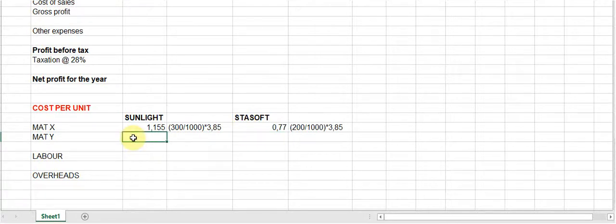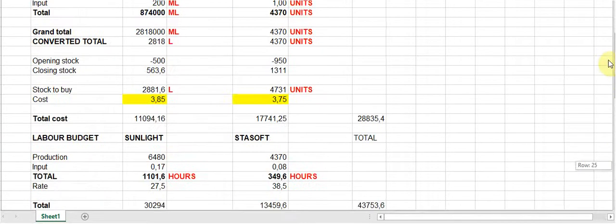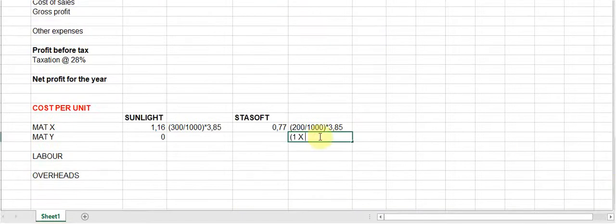Then we are on material Y. Just note that this gives you 1.155, so that's going to be 1.16. For material Y, we don't need anything for Sunlight, so I'm just going to put a 0. And for Stasoft, we need 1 unit. So it's going to be 1 unit times the new price per unit, which was R3.75.